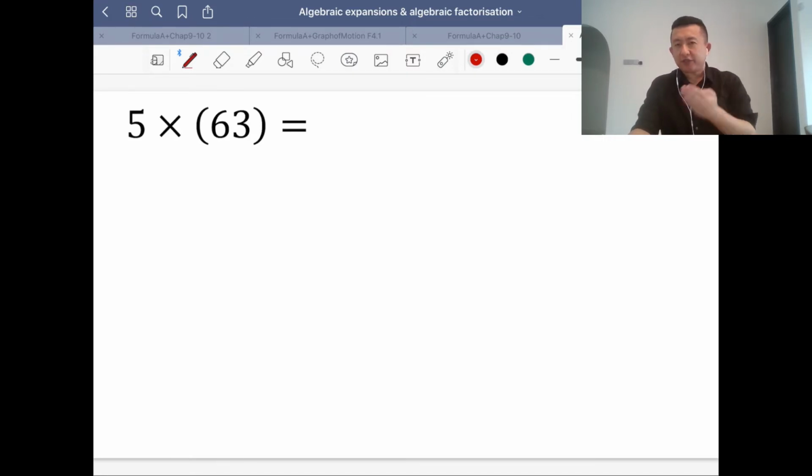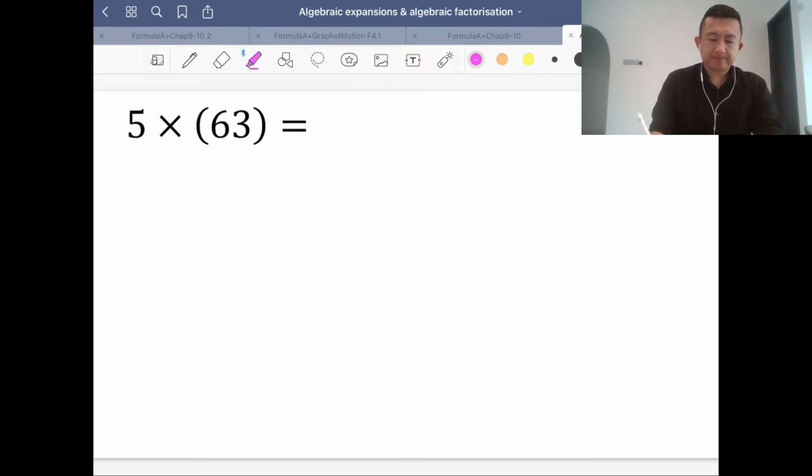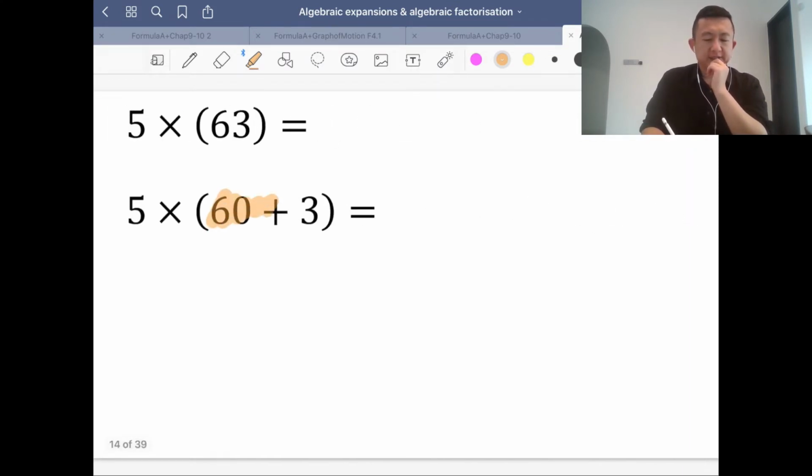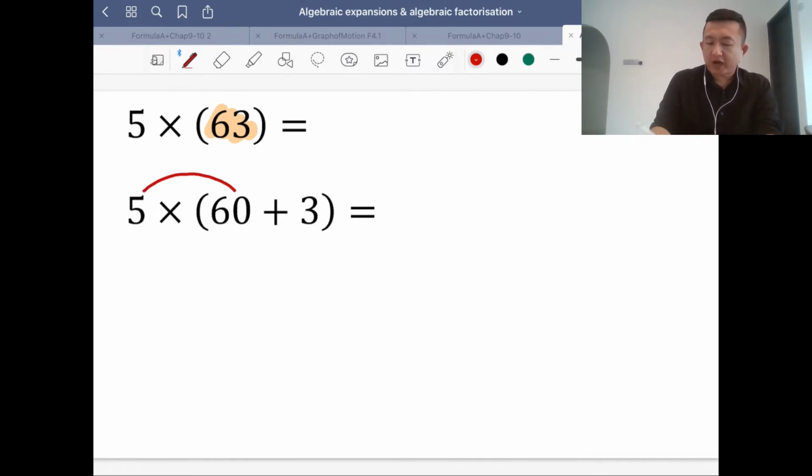If 5 multiplied by 63, you need to do the vertical working. Why not we change it? We change 63 to something easier for us to multiply, say 60 plus 3. Makes sense, right? 63 is 60 plus 3. When I change it to 60 plus 3, I think it's much easier for us to do the multiplications. I will do 5 multiplied by 60, am I right? And what do we have? Right, 300.